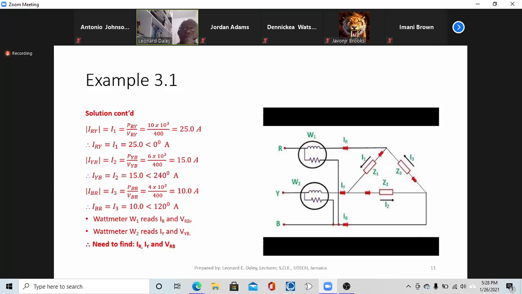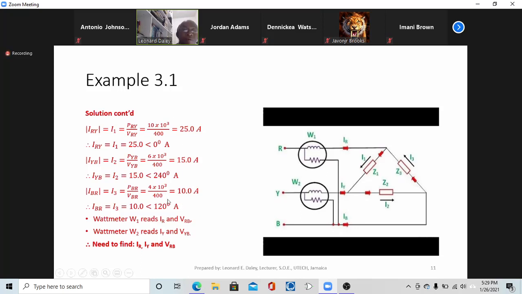Referring to our diagram, we calculated IRY, but the diagram has it as I1. So I1 would be equal to PRY divided by VRY. That gives me 25, and that would be just the magnitude. So as a phasor, it's 25 angle 0. Similarly, we work out I2. That comes out to be 15 at angle 240. IBR works out to be 10 at angle 120.